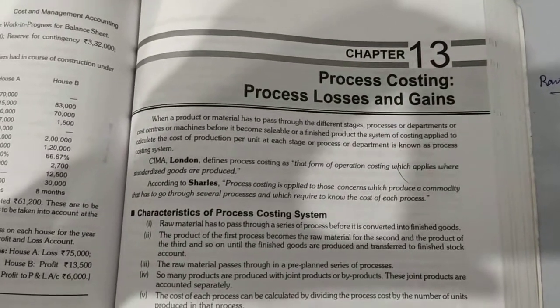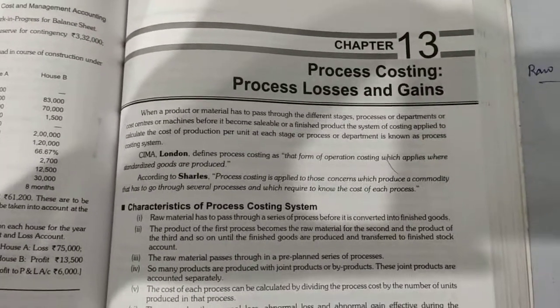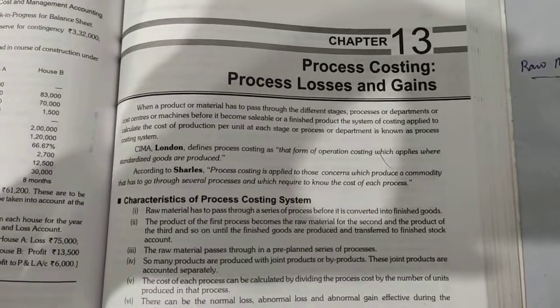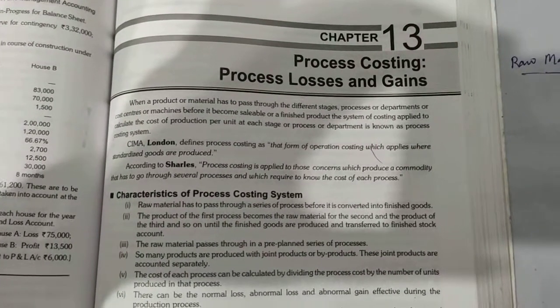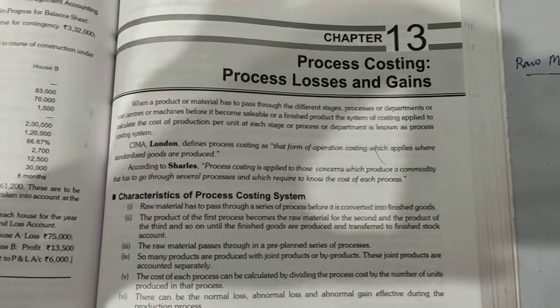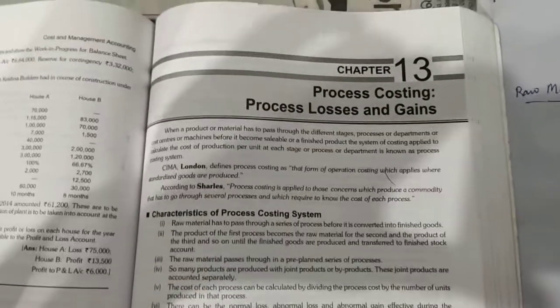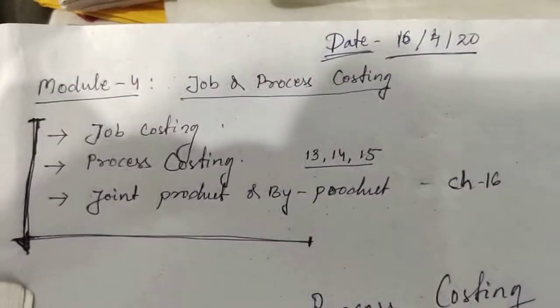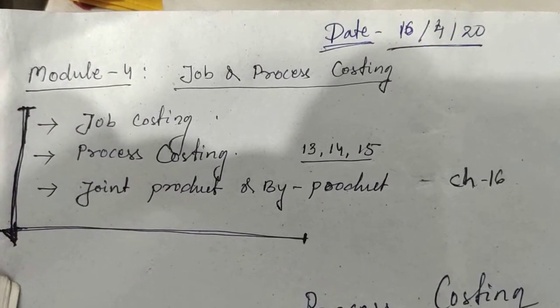So today I am going to discuss the process costing chapter, which is your module 4. In module 4 there are three chapters. There is job costing, another is process costing with loss treatment, and process costing with joint product and byproduct. These three chapters I have already written here. Module 4, okay. Job costing and process costing.